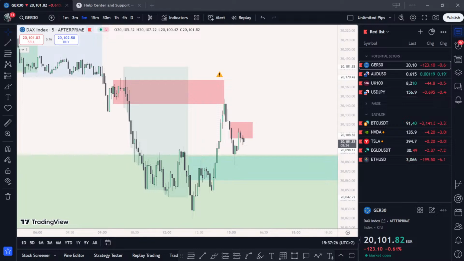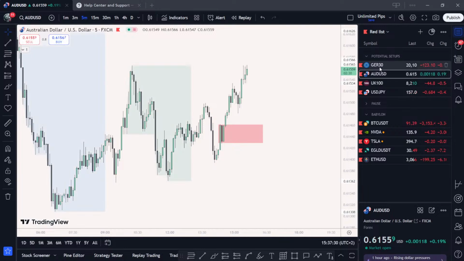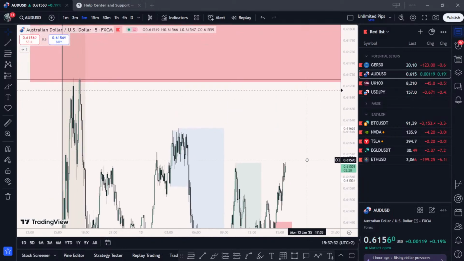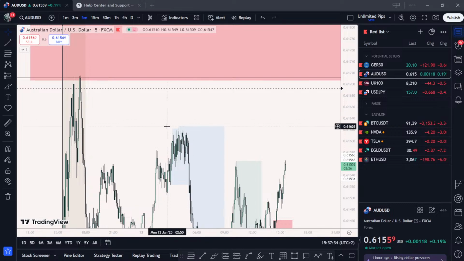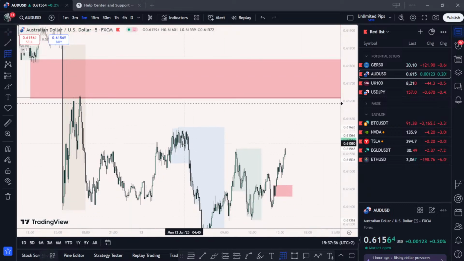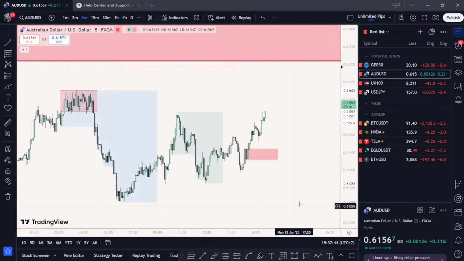The action is kind of slow for now. Yeah, we might reach, but this looks like a big consolidation. That's what we actually retested here, and that was pretty clean, but we failed the swing lower.